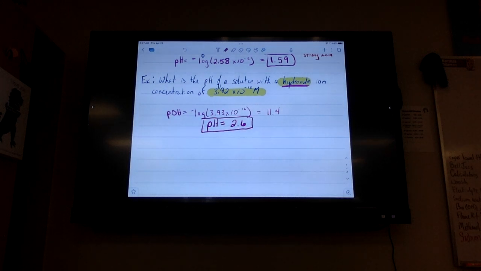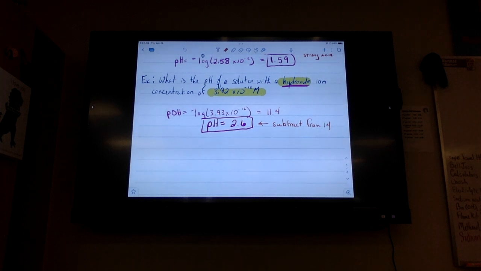Is that a strong acid or a weak acid? Strong. Is it a strong base or a weak base? Weak base. So whenever it gives you a pOH and you want pH, just subtract it from 14. Yep. And then you do the opposite if it's pH and you need pOH. That's exactly right.